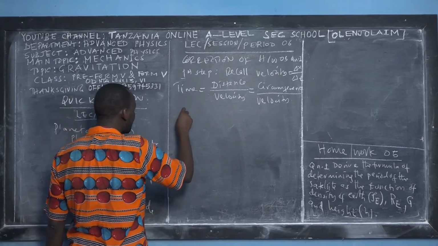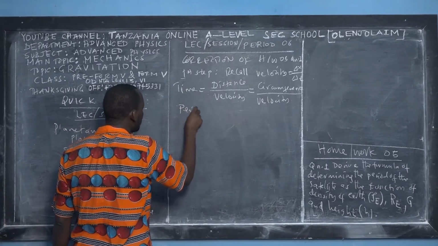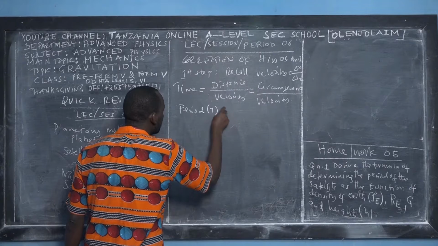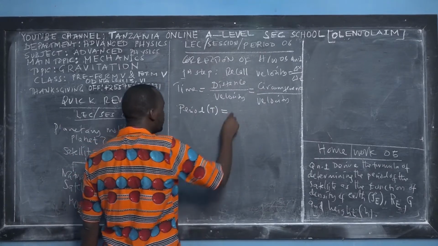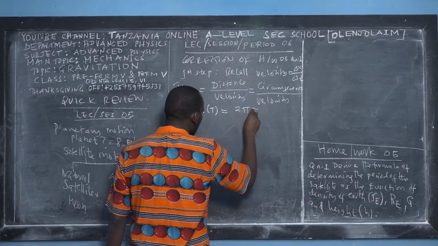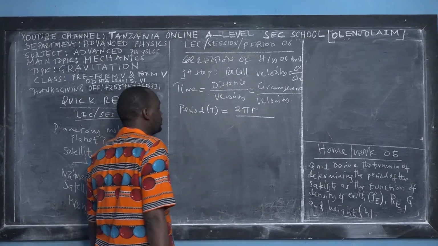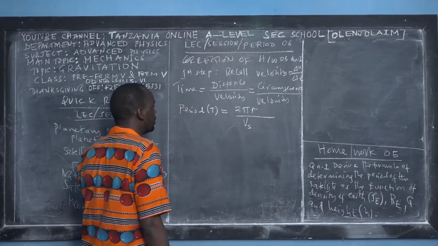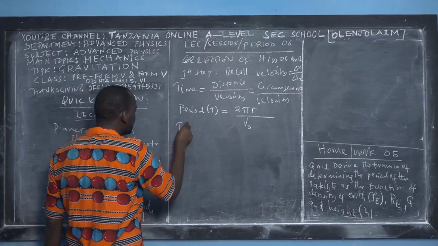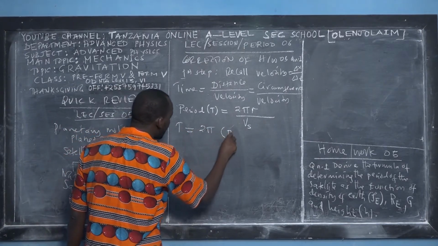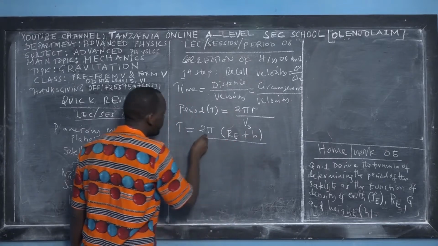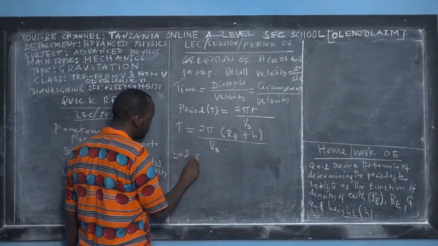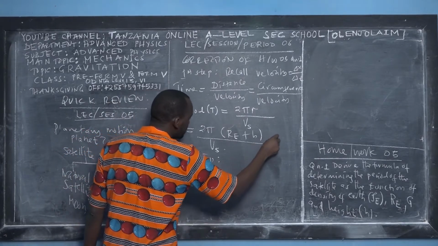So the time, which is the period for this case, because the satellite will be revolving several times, will be equal to the circumference, which is 2 pi r, and then we have the velocity. So we have orbital velocity. But the radius, this is equal to what? It is equal to the radius of the S plus the height, divided by orbital velocity. So suppose that this is the first equation.